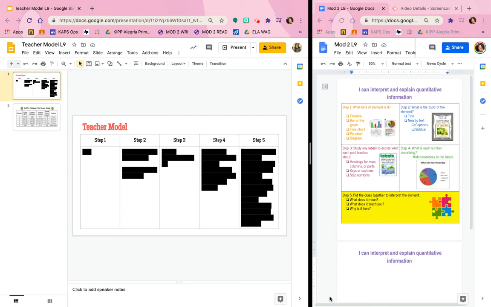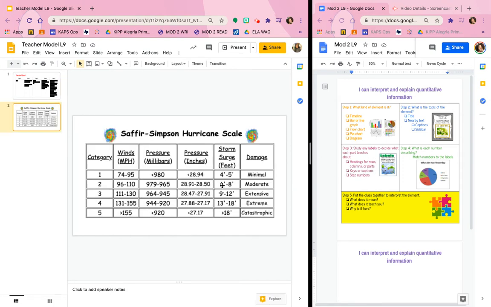Here I'm going to show you how to interpret and explain quantitative information. So here I have my graphic organizer and I'm going to model steps 1, 2, 3, 4, and 5 of the anchor chart here. And then I have our element that we're going to be looking at today. So let's get started.